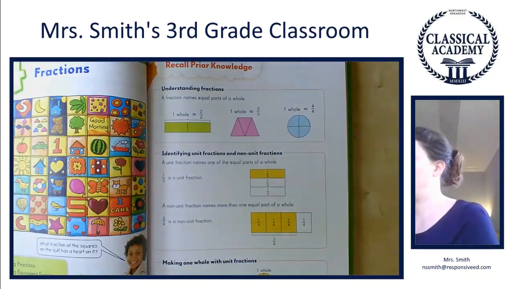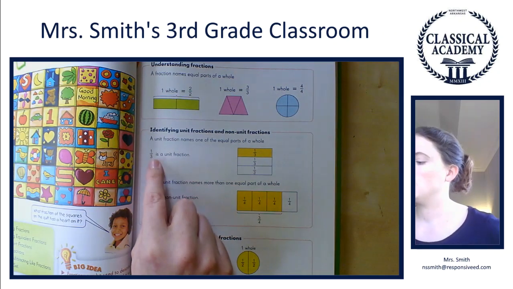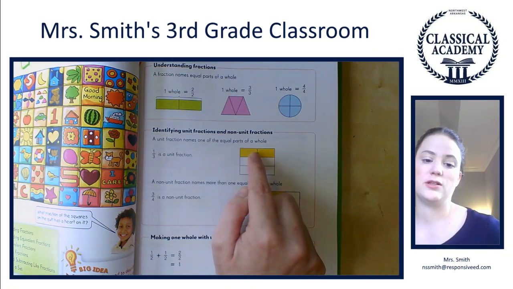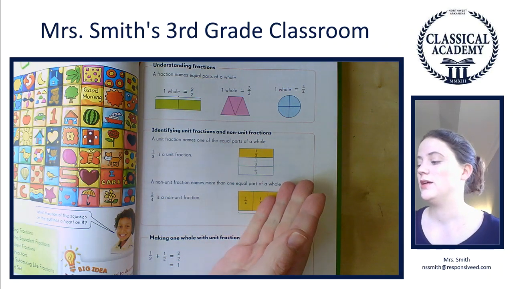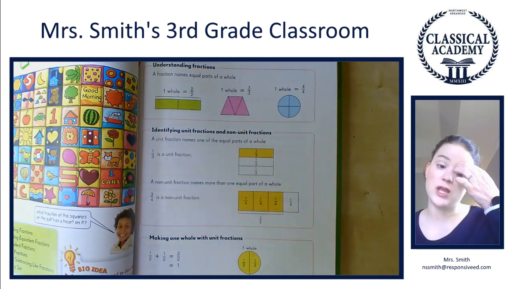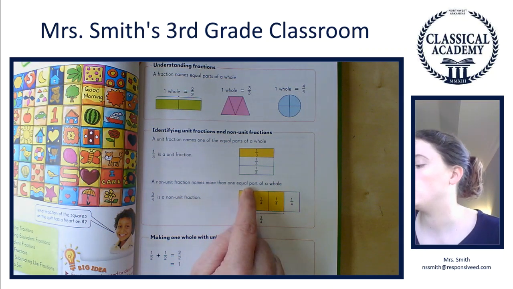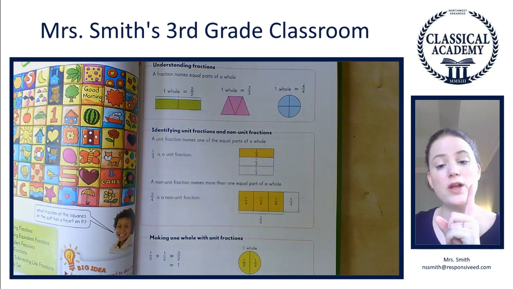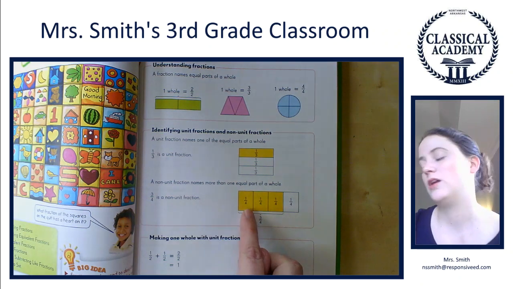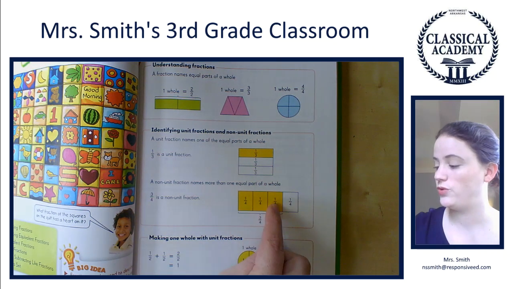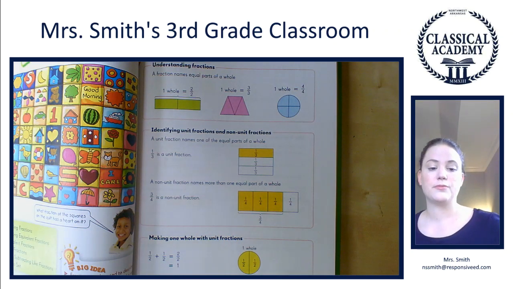So, all right. Identifying unit and non-unit fractions. 1/3 is a unit fraction. This is 1 out of 3 bars of this shape, right? It's exactly 1/3 of the total shape. Over here, it says a non-unit fraction names more than one equal part of a whole. So it's not just one unit, it may be more than one. Unit means 1 in this case. Here it equals 3/4. 1, 2, 3 out of 4. 3 out of 4 are colored in.